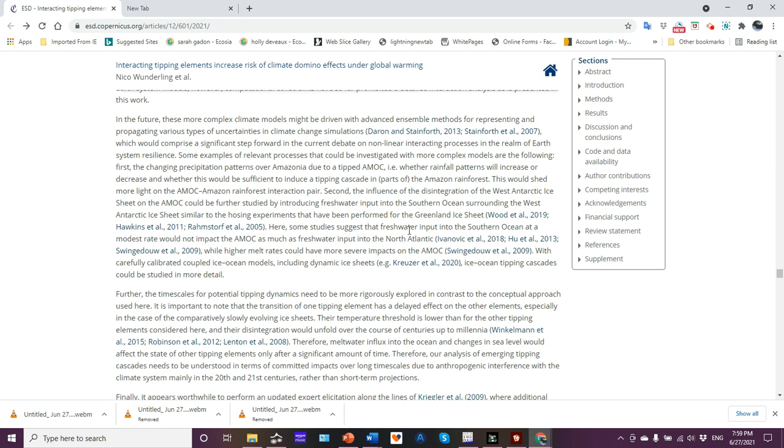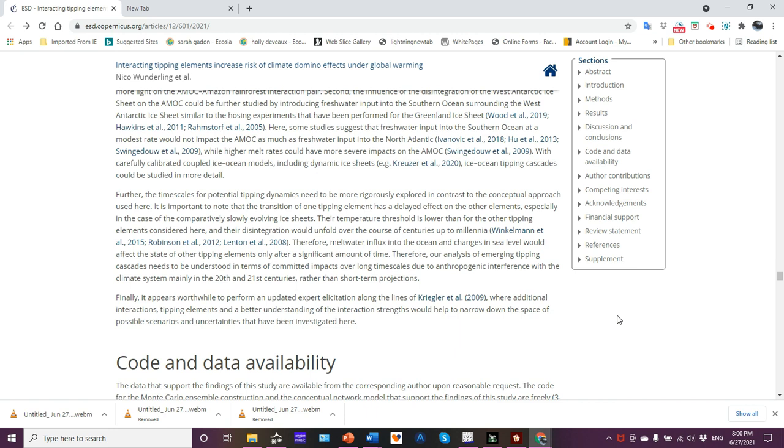Some studies suggest that freshwater input into the Southern Ocean at a modest rate would not impact AMOC as much as freshwater input into the North Atlantic. Well, it's closer, right? While higher melt rates could have a more severe impact on AMOC. With carefully calibrated coupled ice-ocean models, including dynamic ice sheets, ice-ocean tipping cascades could be studied in better detail.